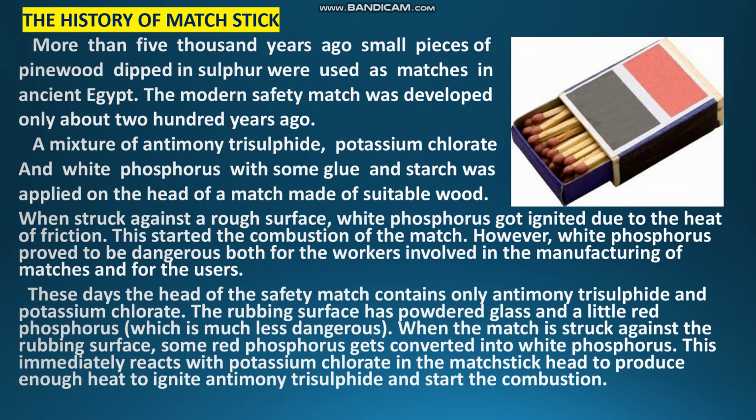So only antimony trisulfide and potassium chlorate are used at the head of the match. And on the rubbing surface, what is applied? A few powdered glass and a little red phosphorus. So when the matchstick is struck against the rubbing surface, some red phosphorus gets converted into white phosphorus. This immediately reacts with the potassium chlorate in the matchstick head to produce enough heat to ignite antimony trisulfide and start the combustion. So earlier antimony trisulfide, potassium chlorate and white phosphorus were used.